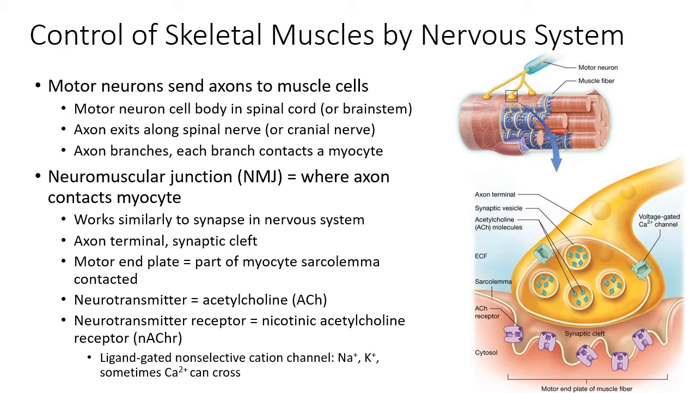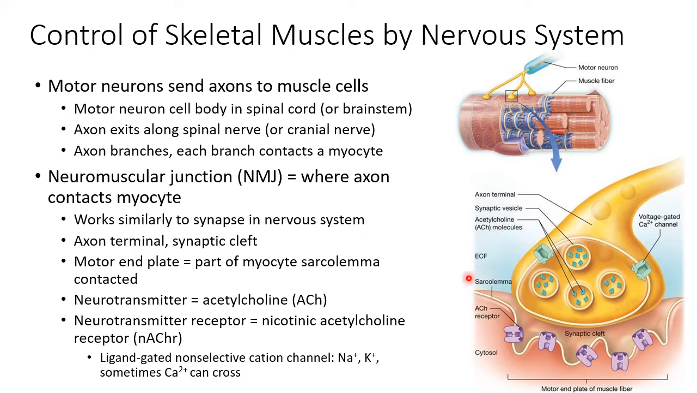So the excitation phase focuses on activity at the neuromuscular junction, which would be the contact or the synapse between a motor neuron and a skeletal muscle cell. So your lower motor neurons are all sending their axons to a muscle cell. And then those axons will branch at the end, and you'll have several different neuromuscular junctions from that one motor neuron axon.